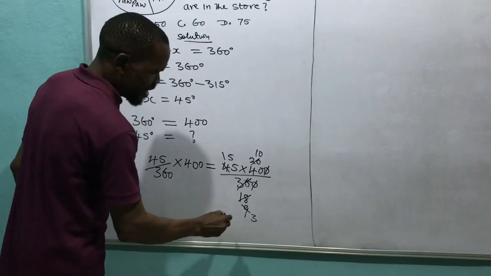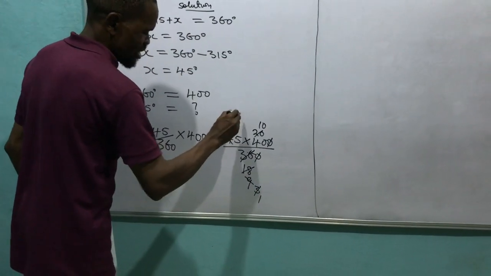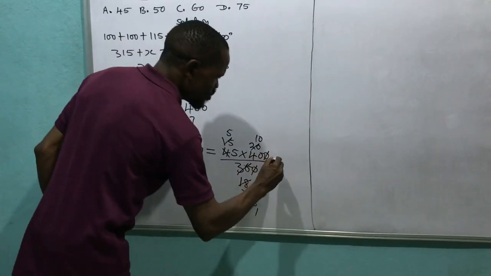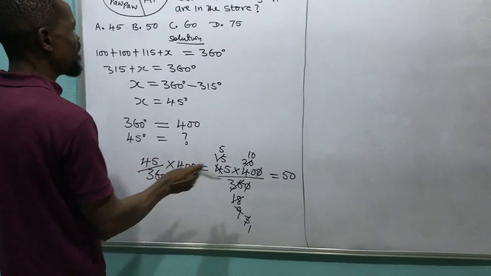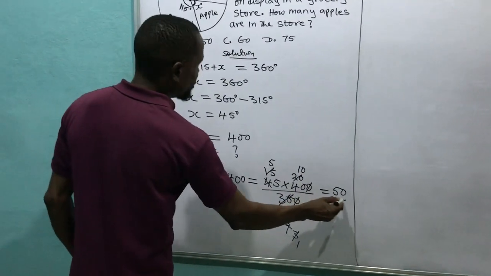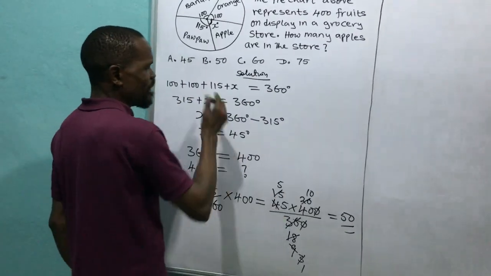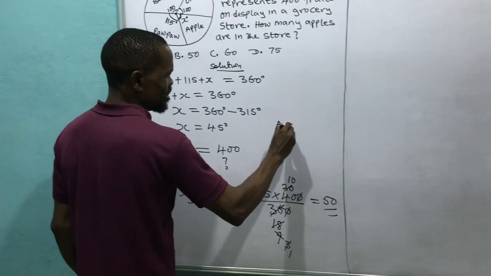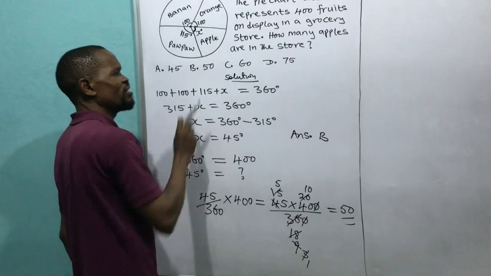Then now I will go again. 3 here will give me 1. 3 here will give me what? 3 into 15 will give me 5. 5 times 10 will give me 50. That's what we see. Then I will now say the number of apples there is 50. How many apples are there in the store? The number of apples in the store is 50. Which is our answer for this question? B. Looking at the options, B gives us the answer.